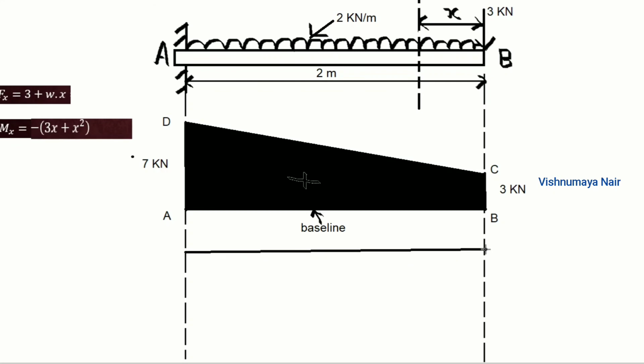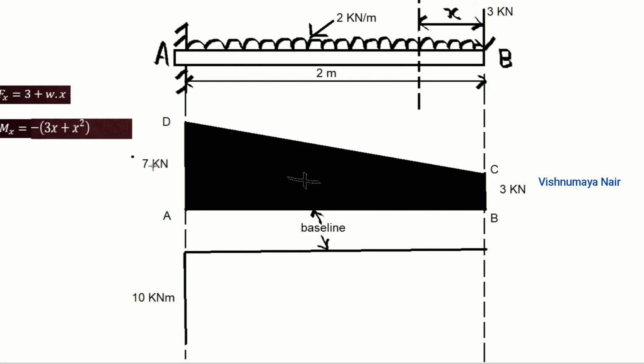So first we will draw the baseline. This is the baseline. In this case, the bending moment is negative. See, minus of 3x plus x square. So it has to be plotted below the baseline. Now we know that at the free end of a cantilever beam, the bending moment is always equal to 0. And at the fixed end, we obtain the value of bending moment as minus 10 kilonewton meter. So we'll mark it below the baseline. This is 10 kilonewton meter.